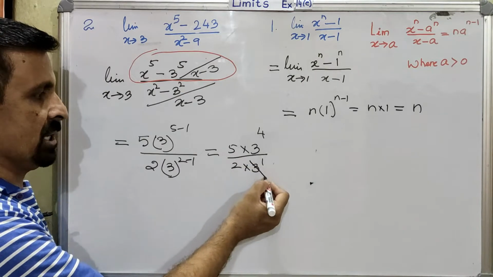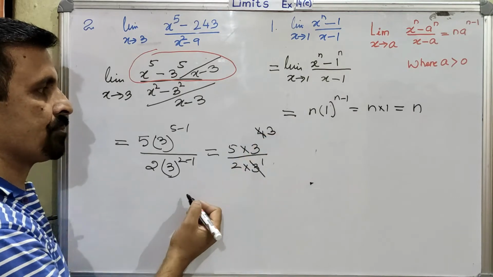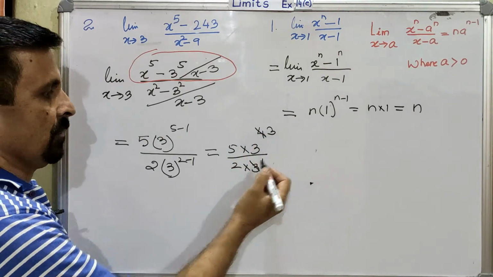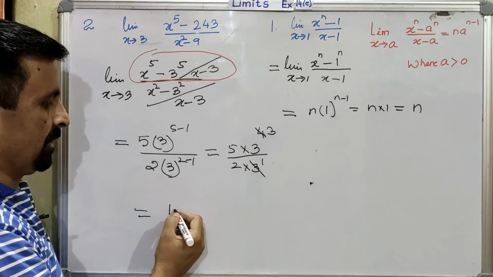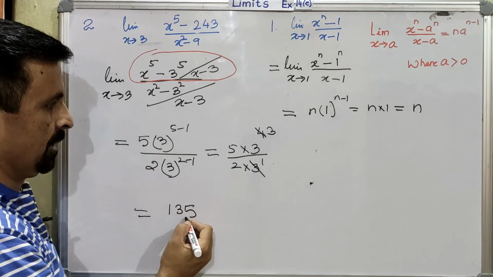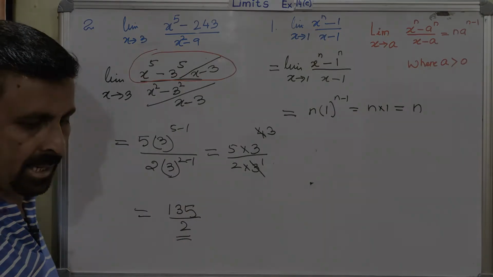Now we can simplify. This 3 is cancelled. This power of 3 will reduce by 1, so it will become 3. Is it okay? So your final answer will be 3 3s are 9, 9 3s are 27, 27 5s are 135 divided by 2. This is your answer.